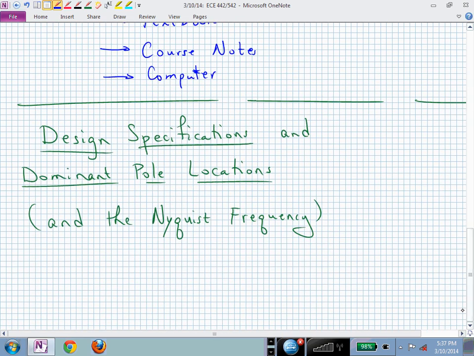Let's get started into the good stuff. Let's talk now about design specifications and dominant pole locations. This may not be explicitly on your exam number 2, but the concepts and the ideas are still pertinent to exam number 2, especially depending on how far we get when we start talking about building up a transfer function that might have these 2 dominant poles that are in play.